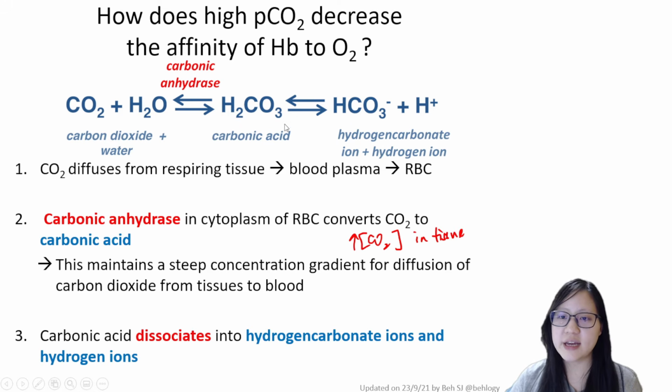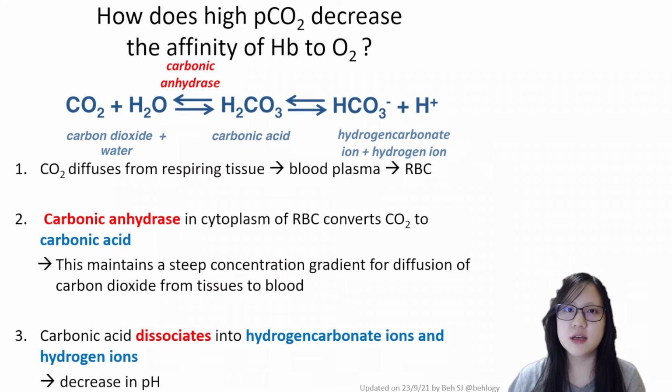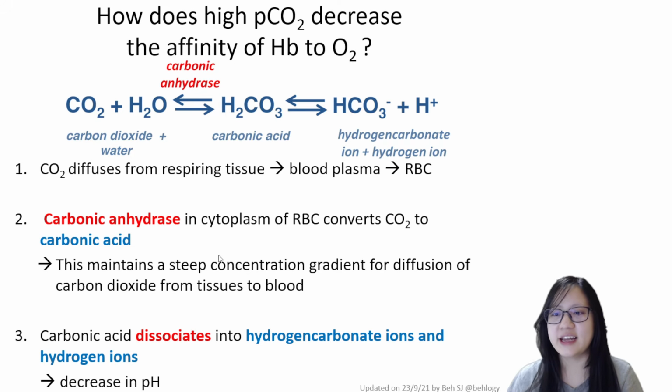Then this carbonic acid actually dissociates because it's an acid. It dissociates into hydrogen carbonate ions, HCO3 negative, and hydrogen ions. Now, the formation of these hydrogen ions is a little bit problematic because it can cause a decrease in pH. So how would the cell cope with this? We'll see it in the next slide, yeah?